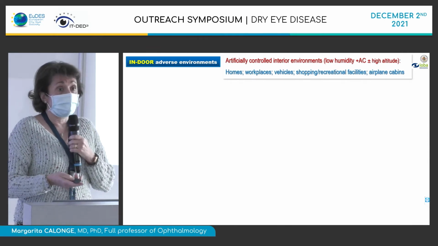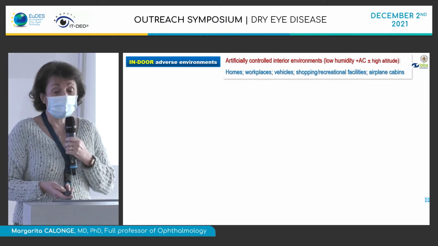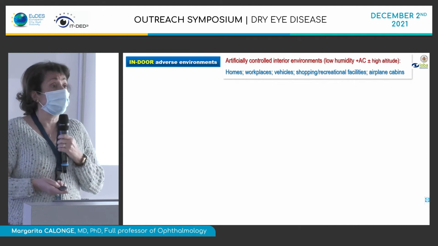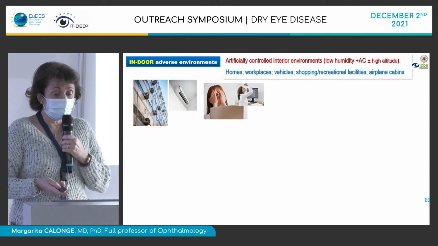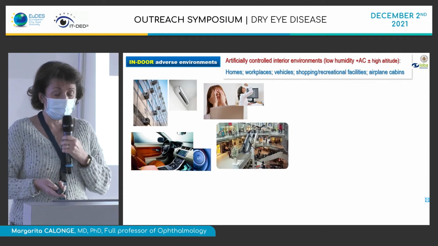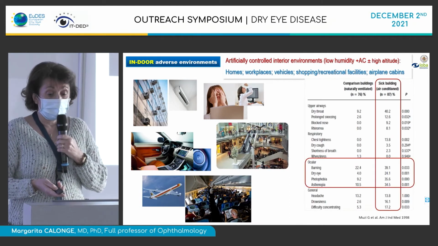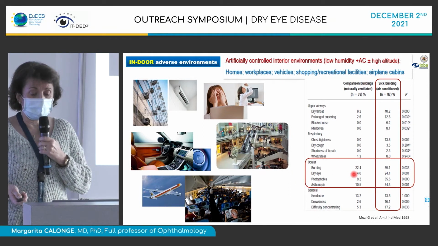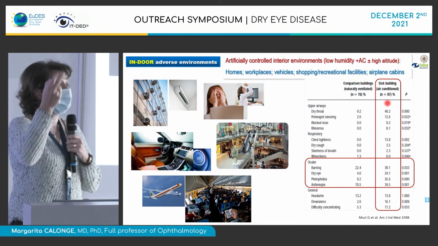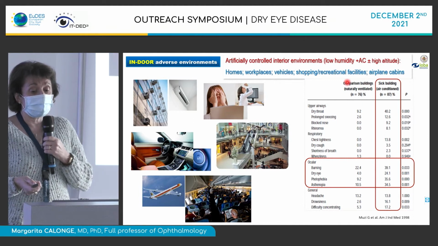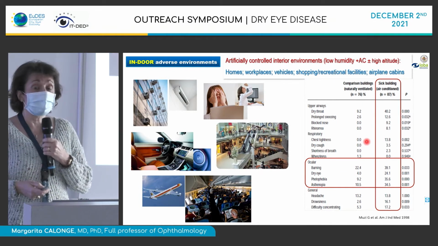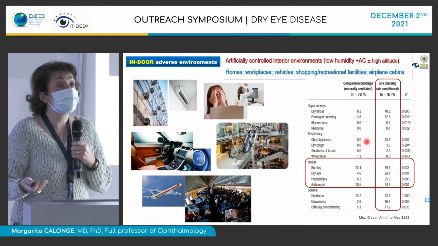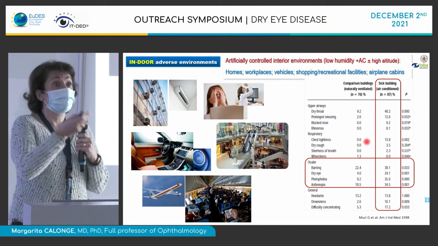What about indoors? Indoors we live in artificially controlled environments where humidity is low, there is air conditioning, the air is moving around our eyes, and we might also have high altitude if we're flying. We have this in our homes, in workplaces, in vehicles, in recreational facilities, shopping centers, airplane cabins. And it has already been demonstrated that burning, dry eye, photophobia and asthenopia in sick buildings, air-conditioned buildings, where we are right now, get much worse than in the old, naturally ventilated buildings. Meaning again that the conditions in the room where we are living, examining our patients, might be worse depending on the kind of room we are in.